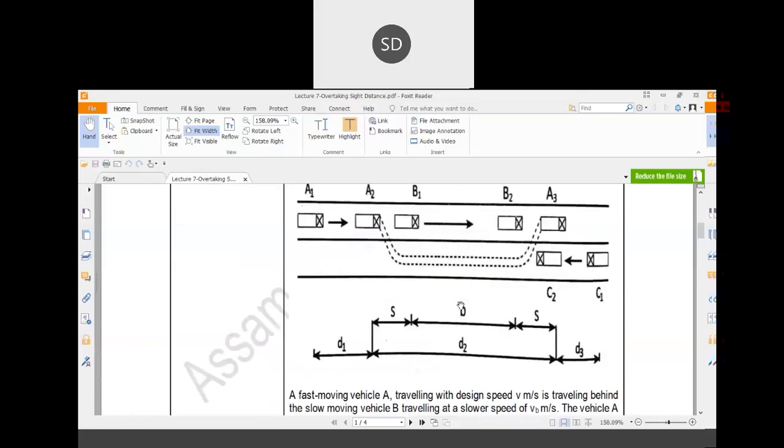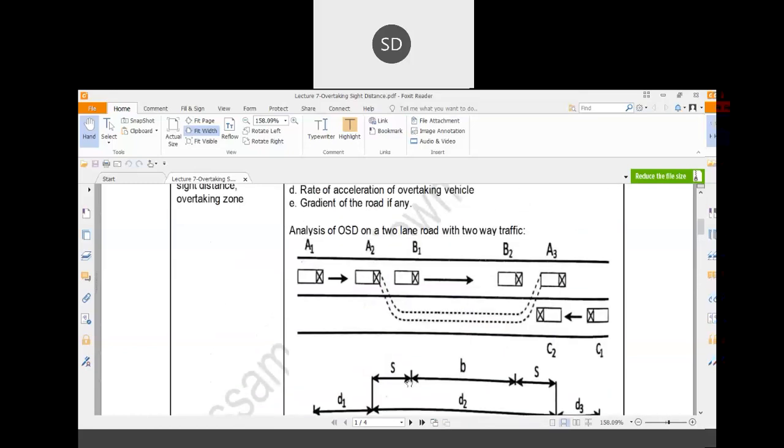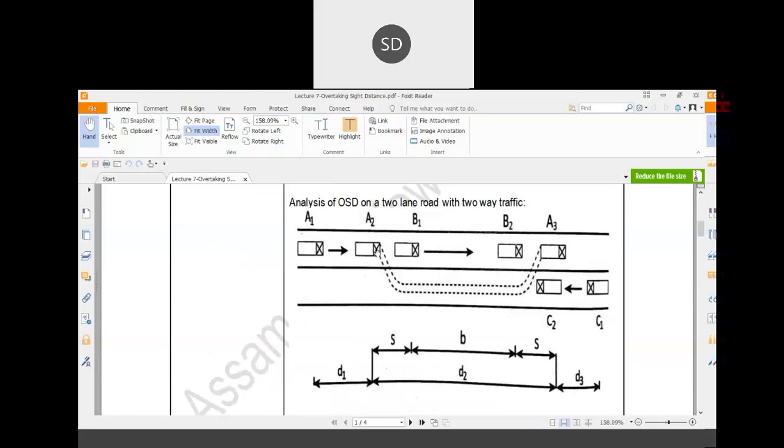Now another thing you can notice from this picture is that this is D2, and this particular distance is S, that is your spacing, and you know the formula for the spacing is 0.7 Vv plus 6. So you can convert this term into another thing, that is B plus 2S. Now you know the S, you have to find out what is the B. So B is the distance covered by the slow moving vehicle during the overtaking operation, that is from position B1 to B2.